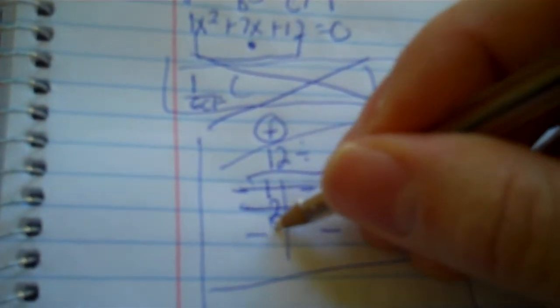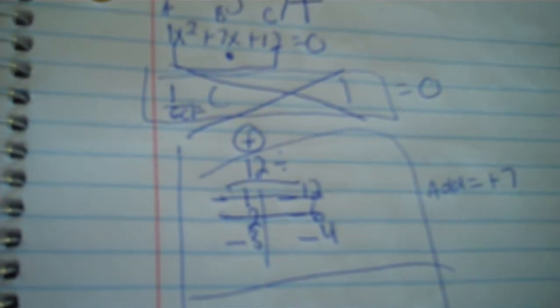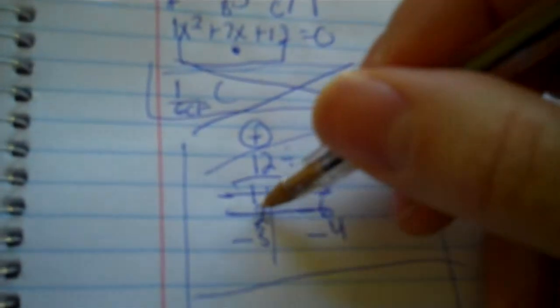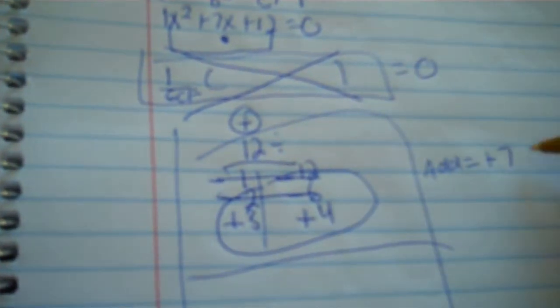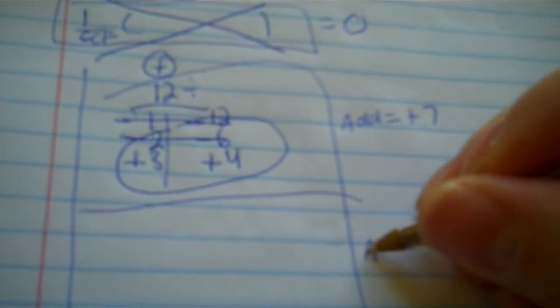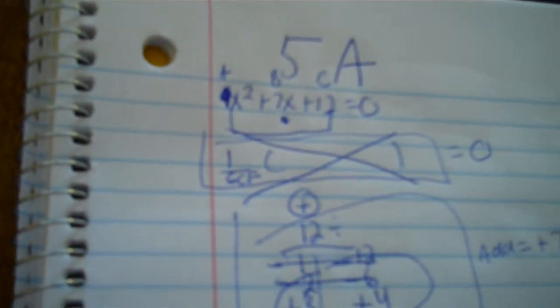If we divide 12 by 3, we get 4. Negative 3 plus negative 4 is negative 7. So I have the right numbers, I just have the wrong sign on those numbers, because I need it to be positive 7. So if I go plus plus, that adds up to positive 7. Now my A up there is 1, okay? So if the A is 1, you can just get rid of it as long as it's 1. So it's just x to the second.